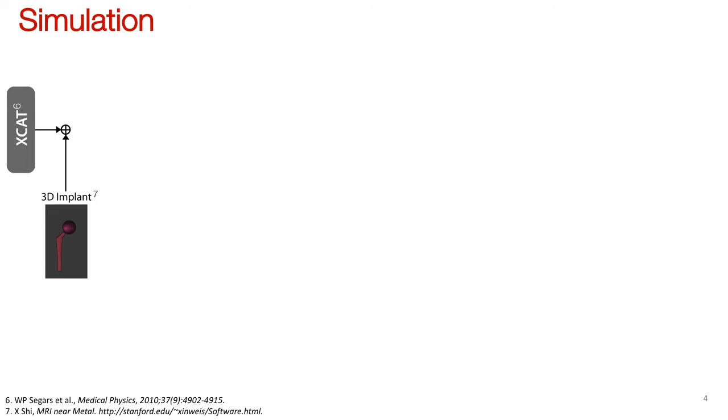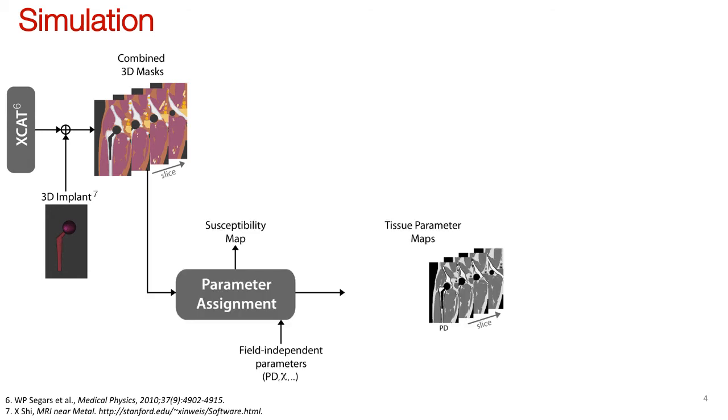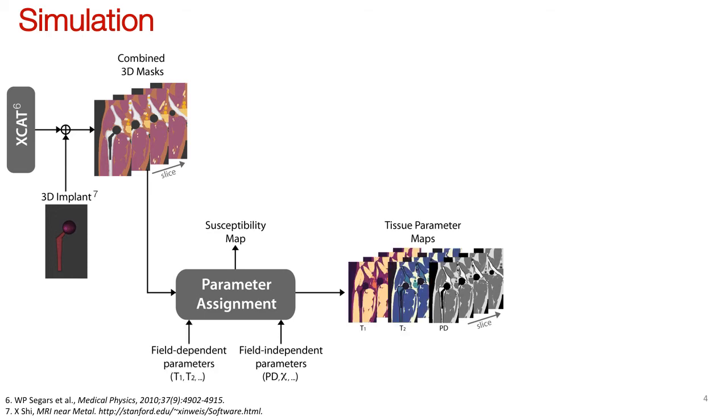We start with the 3D XCAT adult male body phantom and digitally insert a 3D hip implant phantom with a cobalt chromium head and a titanium stem. We produce 3D tissue masks, and then proton density and susceptibility values are assigned to the tissue masks. In this work, only proton density weighted imaging is considered. However, other contrasts can also be simulated when field-dependent values of T1 and T2 are assigned to tissue masks.